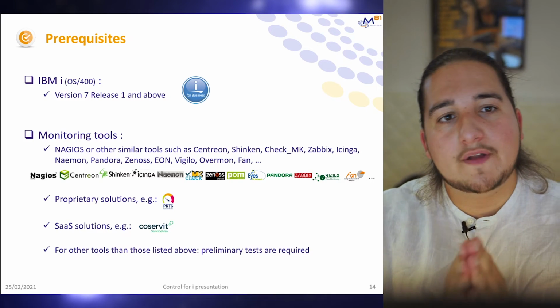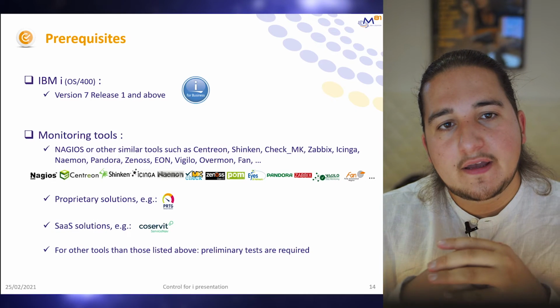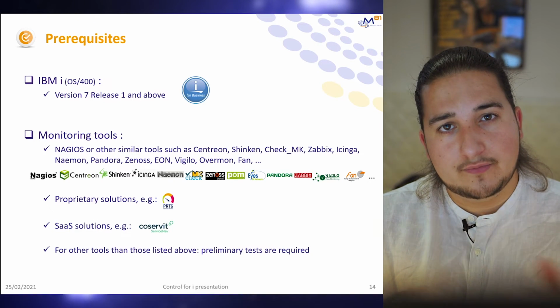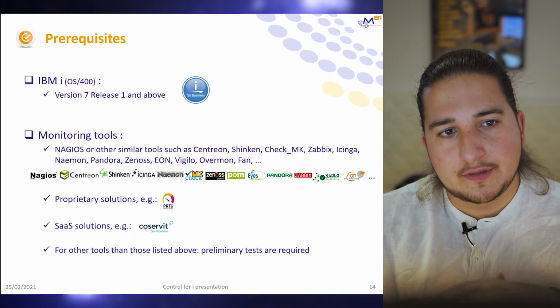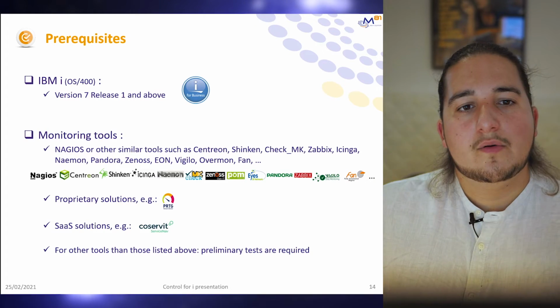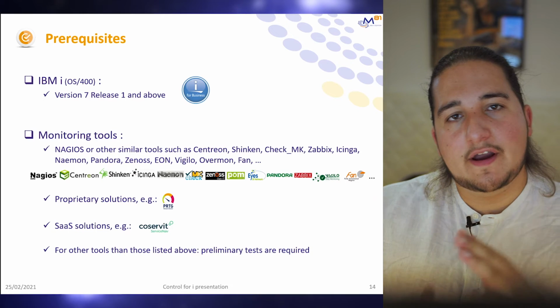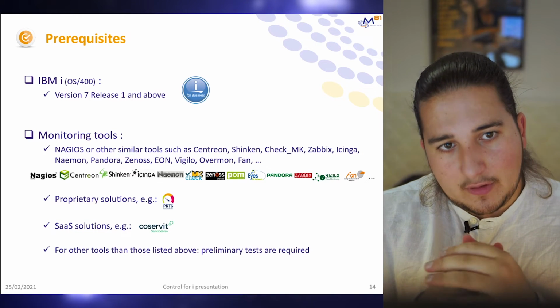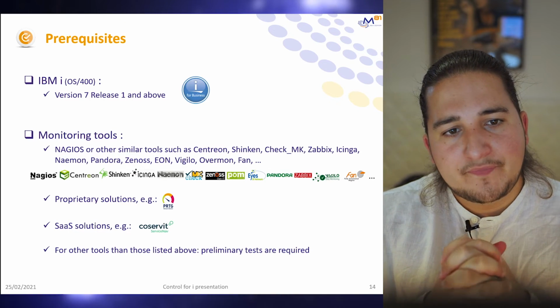And so now, what are the prerequisites to get Control4i working with your production? First, of course, you need to have an IBM i. We support version 7.1 and above for your IBM i.